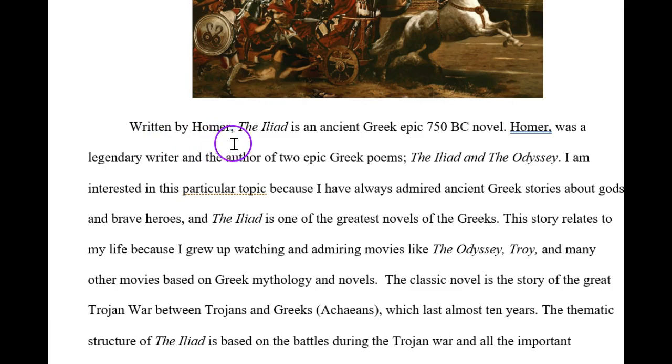Written by Homer, comma, the Iliad is an ancient Greek epic 750 BC novel. Period. End of the sentence. We don't need to write a long run-on sentence. That's it. That's the whole sentence. Homer, we don't need a comma there, was a legendary writer and the author of 2 Greek epic poems.